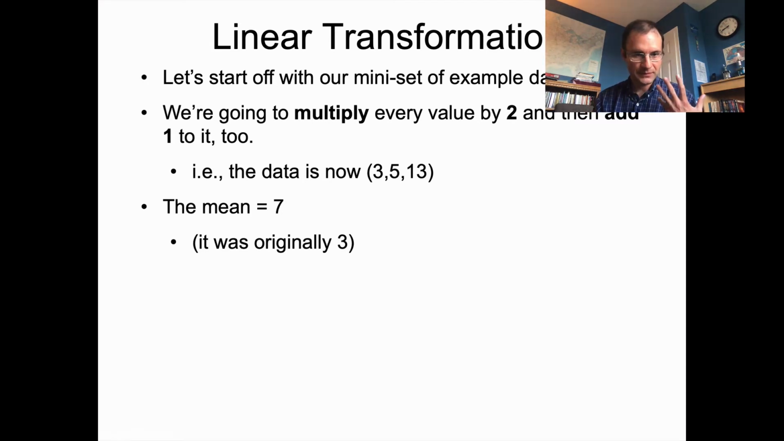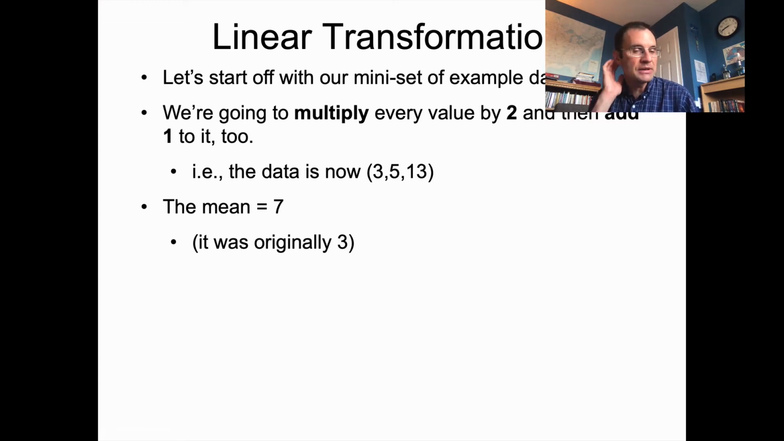The original mean is 3. Multiply that by 2, you get a mean of 6. Add 1 to all those values, you get a mean of 7, right? It's having the same effects as the previous operations did separately. We're just doing them combined for the same data set in this particular case.